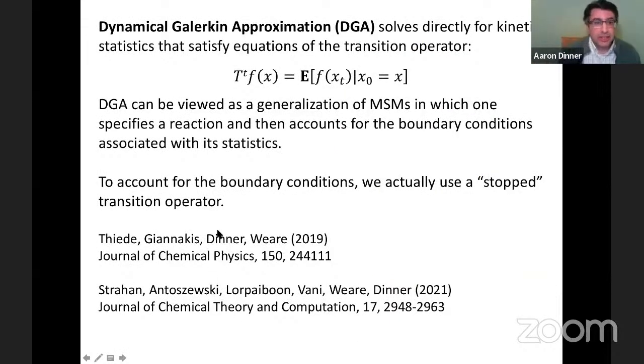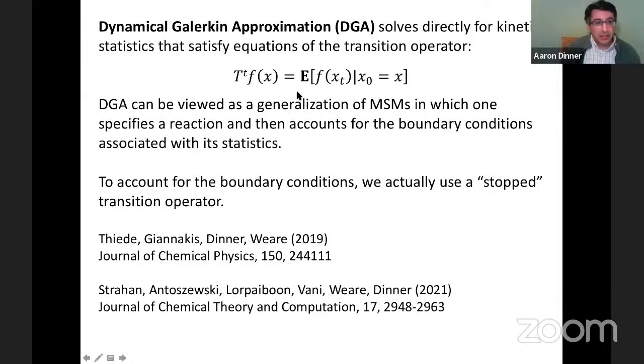So what I want to tell you about is an approach that we've been developing the last couple of years called the dynamical Galerkin approximation. And what it does is it shifts the focus to directly solving for kinetic statistics. The way that it does that is to cast those statistics as solutions of an operator equation, where that operator is a so-called transition operator, which tells us about the evolution of the expectation of functions.